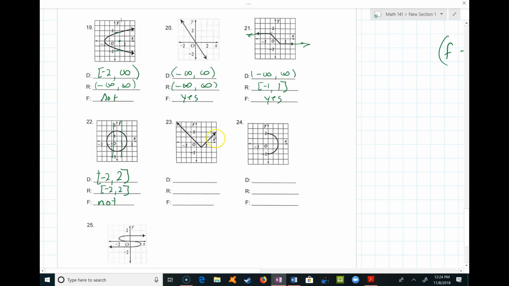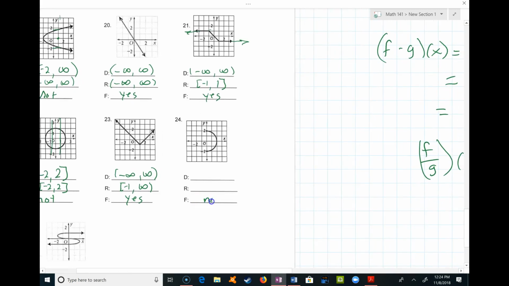Okay, here's a nice one. This is an absolute value function. We'll talk about those later in class. But it is a function. The domain looks like all real numbers, so I go from negative infinity to infinity. And the range looks like it starts at -1 and goes forever.